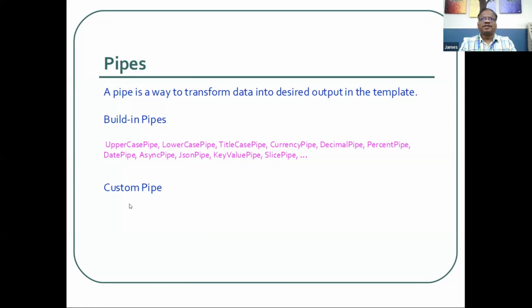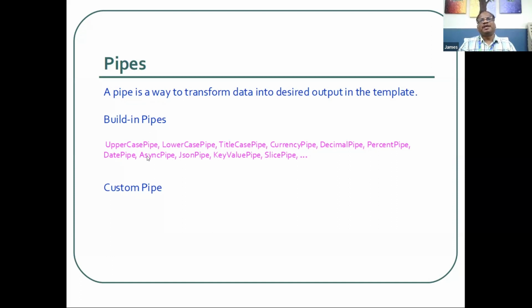Actually, a pipe is the way to transform data to the desired output. I don't know whether it is available in other programming languages. So let's discuss, and after that you tell whether you have the same syntax in your language. Maybe in JavaScript frameworks it may be available, and other things may be available in different syntax.